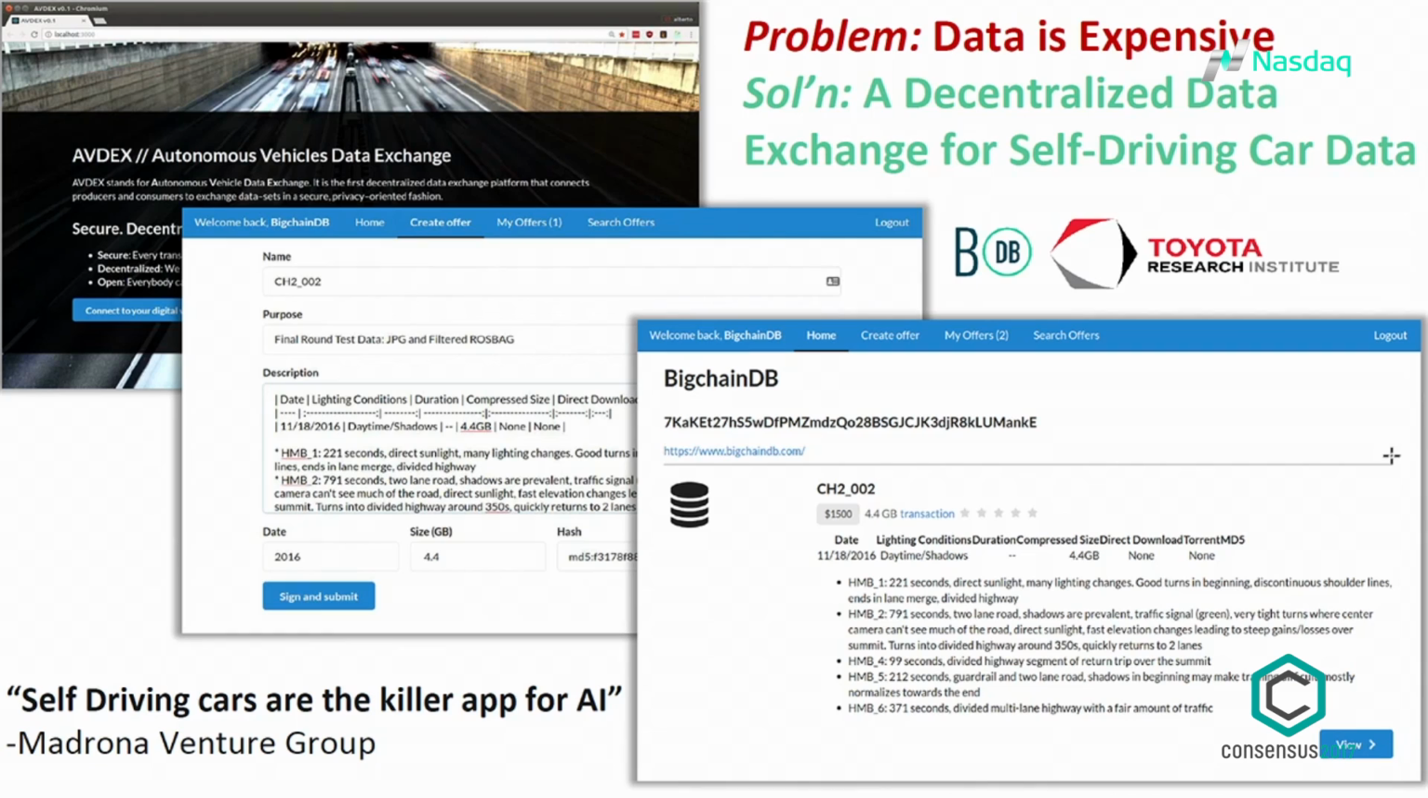So what you see here is an app. We call it AVDEX, Autonomous Vehicles Data Exchange. It's, once again, a single-page web app running in the browser. You log in. You choose your username, password, all of this, with a brain wallet. And you can see here that we have the data that is ascribed to the blockchain. And in this case, it is IPDB. Another angle from the AI perspective is that self-driving cars are the killer app for AI.